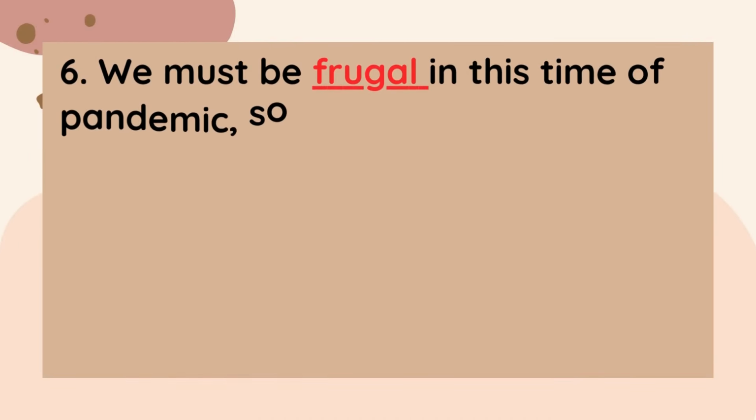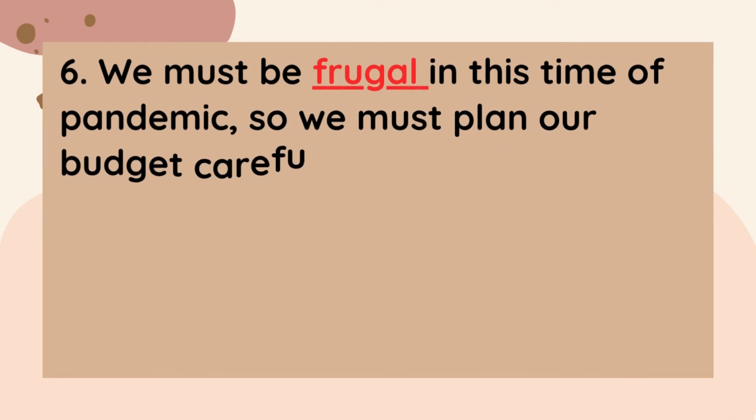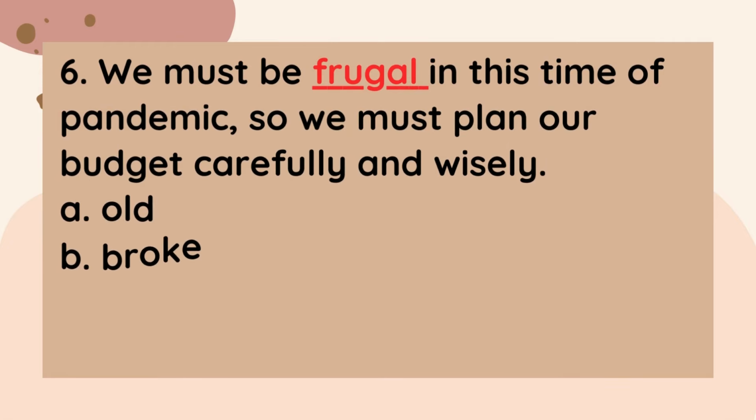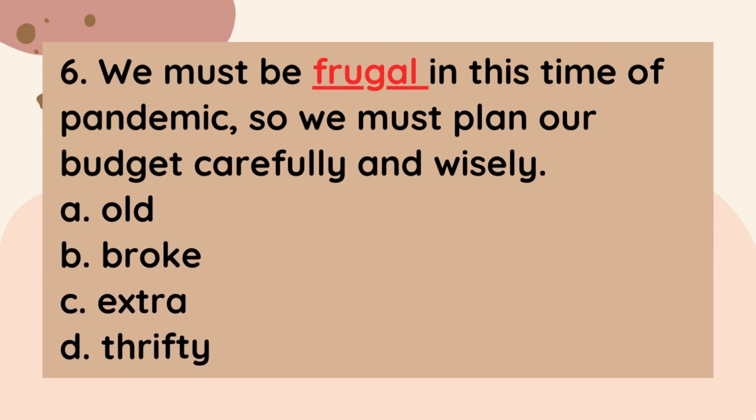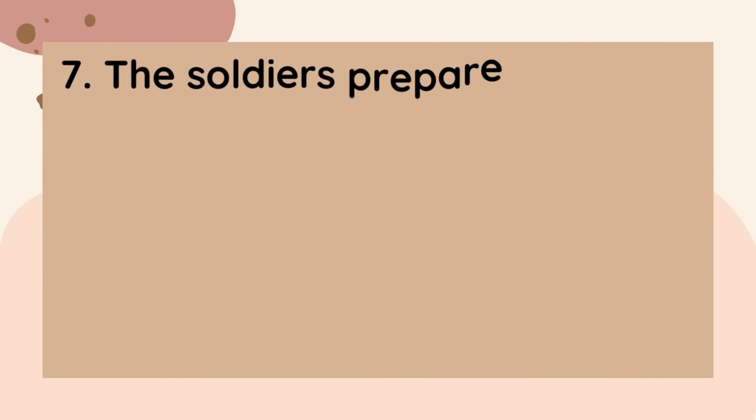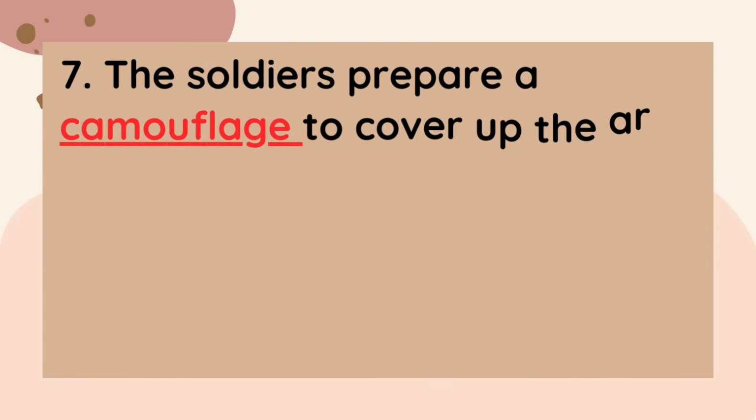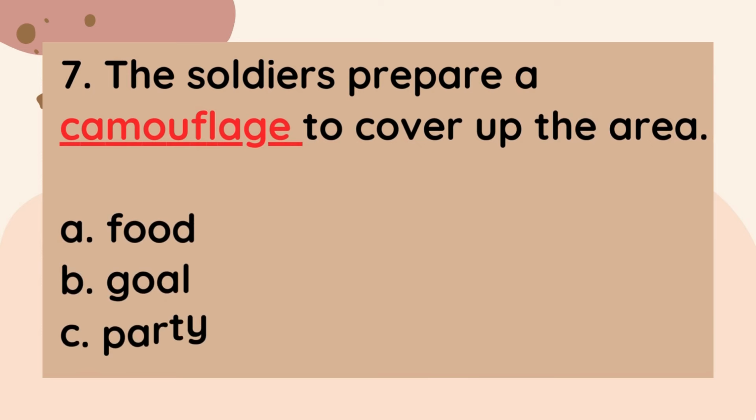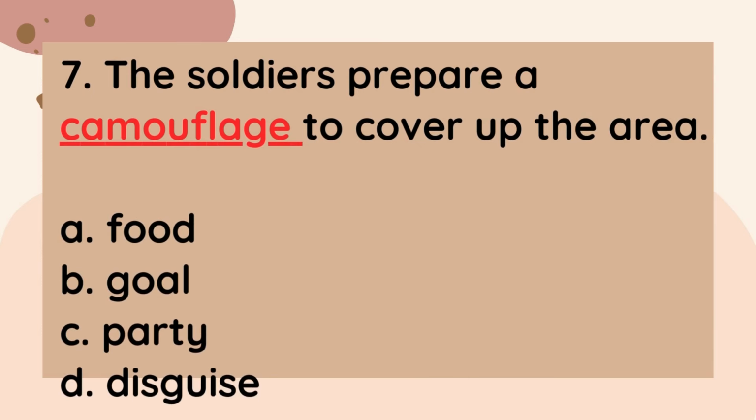Six, we must be frugal in this time of pandemic, so we must plan our budget carefully and wisely. Letter A, old. B, broke. C, extra. D, thrifty. Seven, the soldiers prepare a camouflage to cover up the area. Letter A, food. B, goal. C, party. D, disguise.